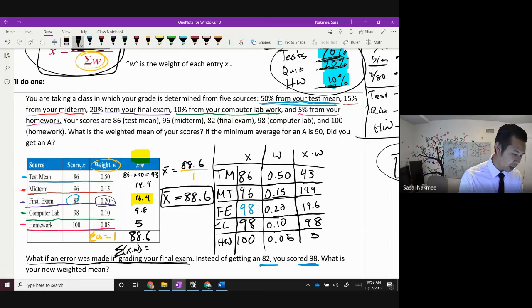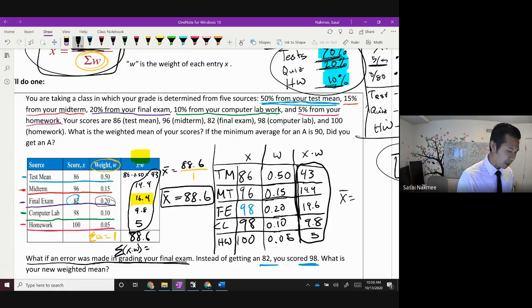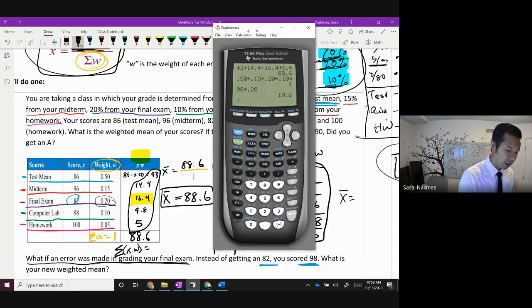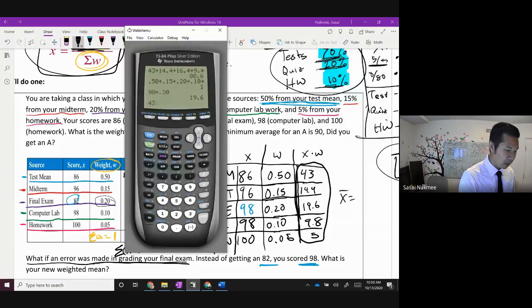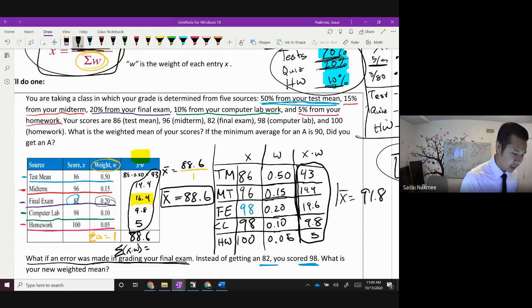And now to calculate my weighted average, I just add up these scores in this column right here. I just add up all of these guys, just like I did over here. I added all of these guys to get 88.6. I'm going to add up all these guys to get my new weighted average. So I take these guys, I add them all up, which is going to be 43 plus 14.4 plus 19.6 plus 9.8 plus 5. And I get 91.8. That's my new weighted average.